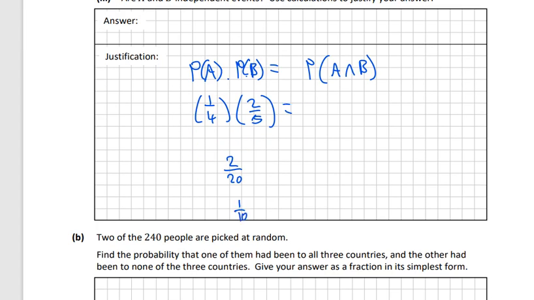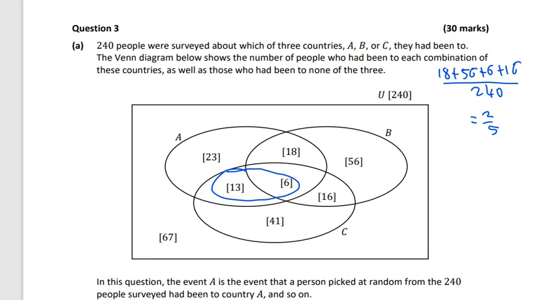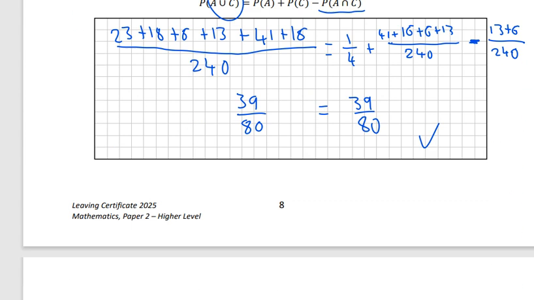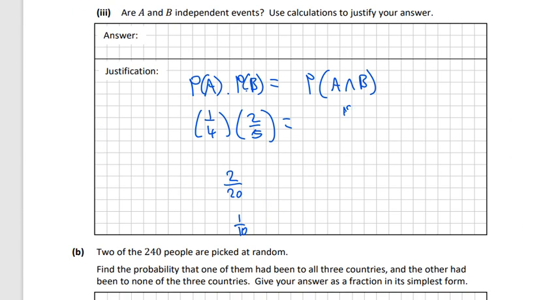We just have to see, does the probability of A intersecting B equal the same thing? So A intersecting B is the 6 and the 18 together. So 18 plus 6 over 240, that's going to be 24 over 240. And you can see straight away that that is 1 over 10. So, yeah, they're independent.